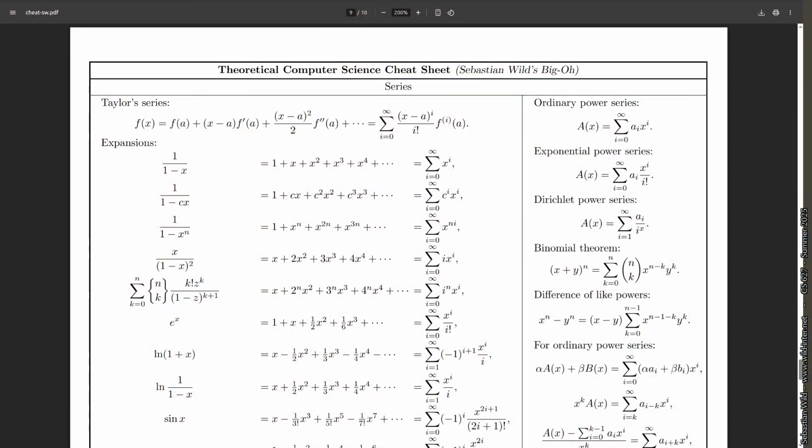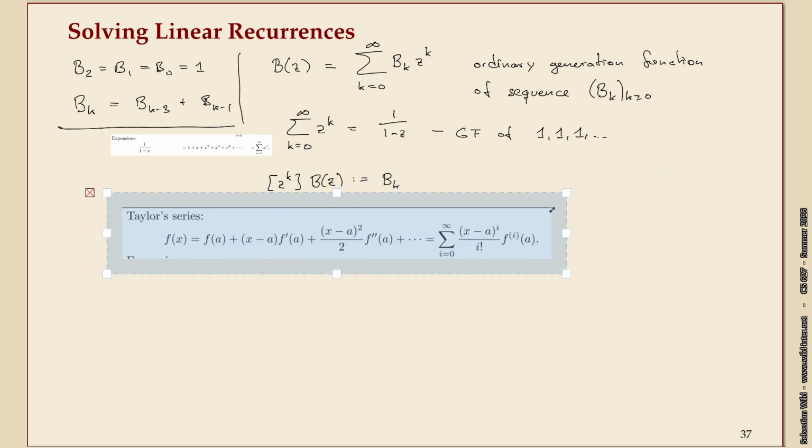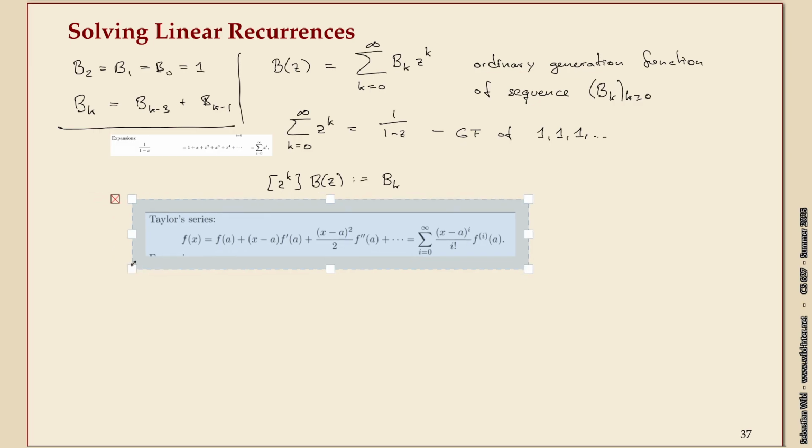And let me switch back again to the cheat sheet because it's right here. In general, there's a way to get back, and that's called Taylor series expansion. Often people learn about this in engineering math to approximate functions. But here we're going to use it in a different way.